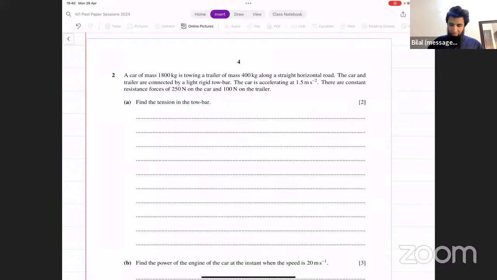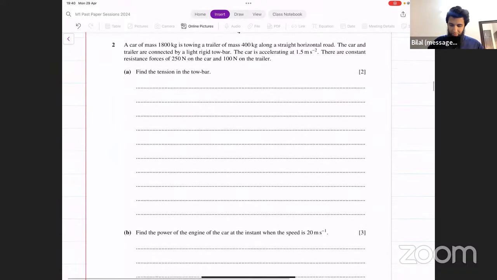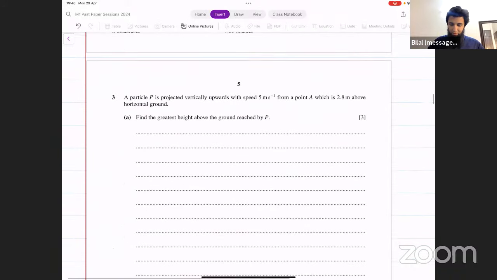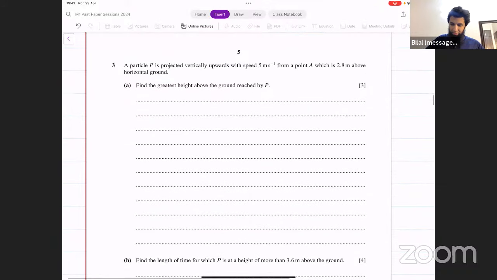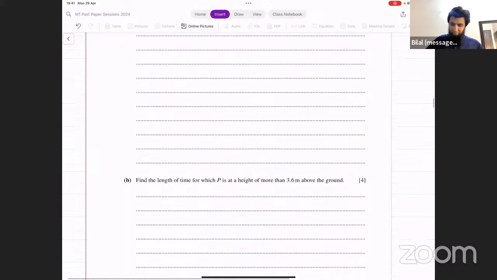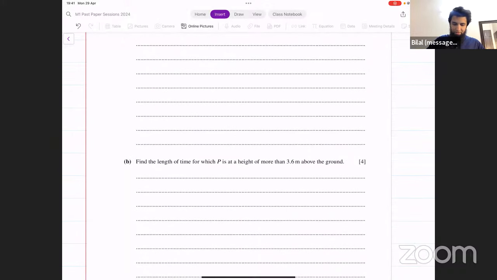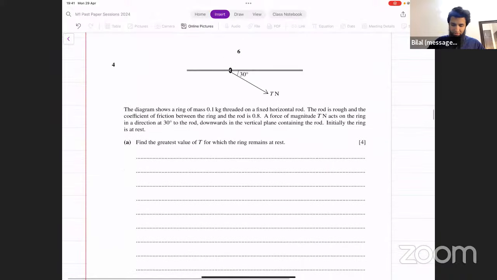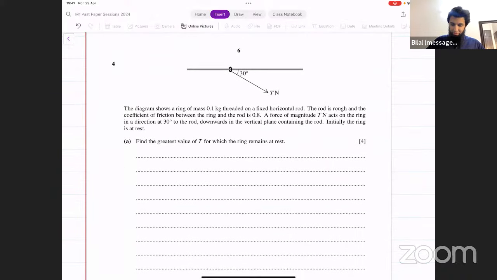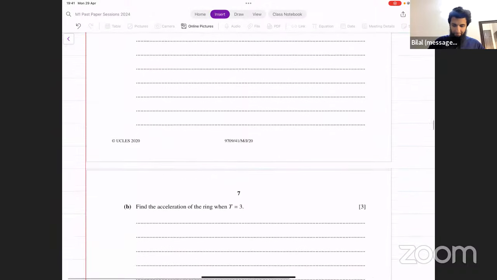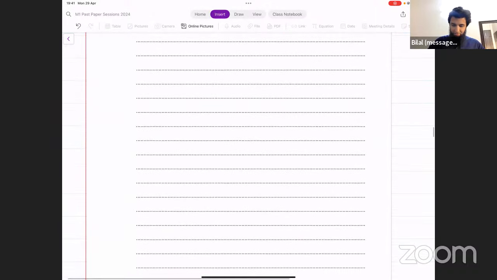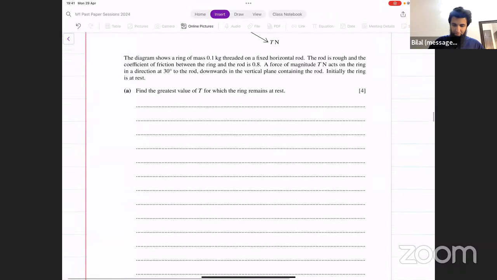Okay, so a car and a trailer. They're connected by this. Power is this. Okay, that's Newton's second law of motion and the power formula. Greatest height above the ground reached by P. Okay, we've done similar questions to this before. Multiple questions like this. Greatest value of T for which the ring remains at rest. You just use the limiting equilibrium case here. Acceleration of ring with tension is PA. RF equals NA.